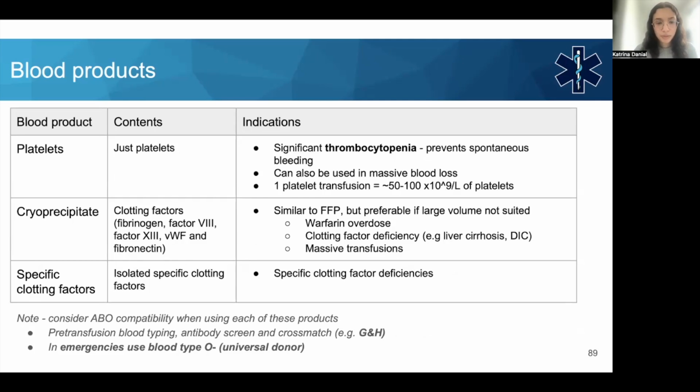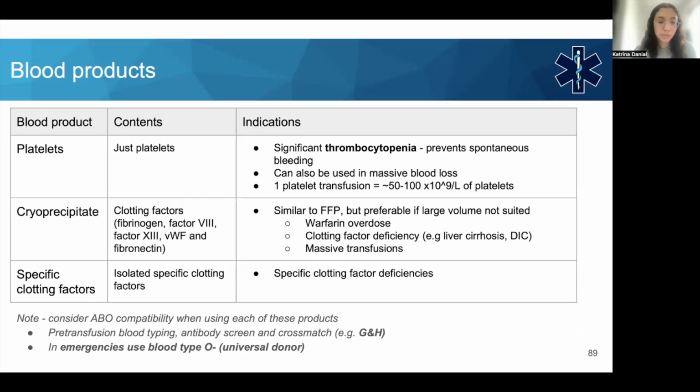Okay. With all of these products, you want to remember about Rhesus and about ABO compatibility. So you don't want to give somebody the wrong blood product or a blood product that can cause them to have a severe reaction. Okay. So you guys will have learned this year, there's a blood test called Group and Hold, which will test the patient's blood group and will keep the relevant blood in storage in case they need it.